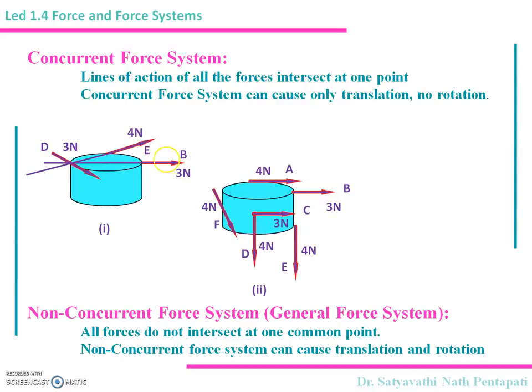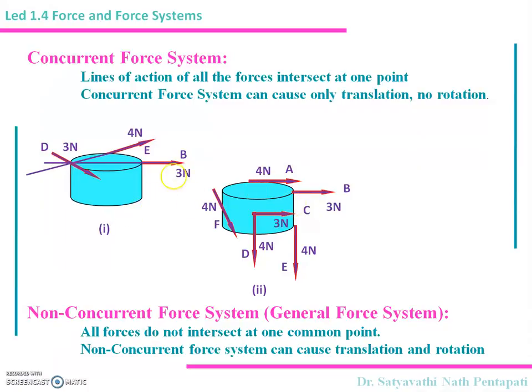Coming to the non-concurrent force system, if you observe, the forces C and D are meeting at one point. But forces A and B cannot pass through this point of concurrency of C and D. Even force E also cannot pass through the point of concurrency of C and D, same with F. So I can call this force system a non-concurrent force system.